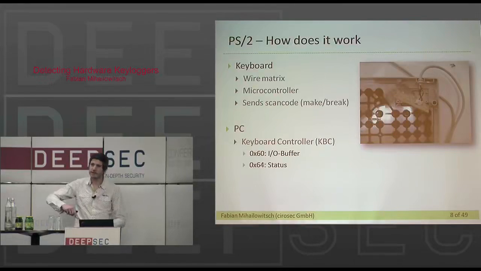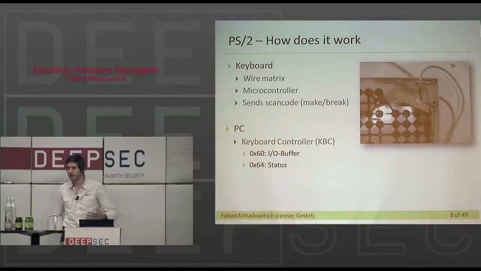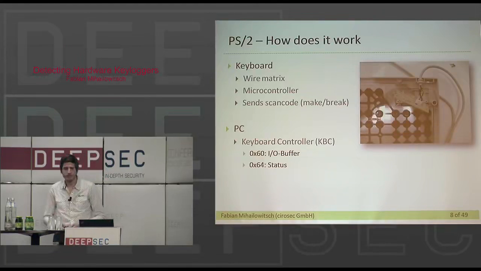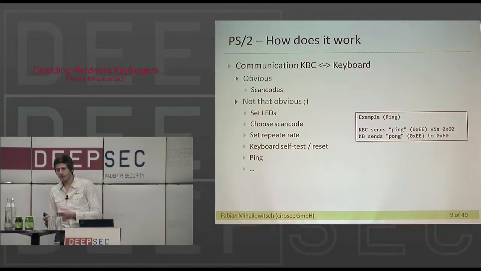Once you press the key, it sends a make code. Once you release the key, it sends a break code, which basically is the same as the make code, but just the first bit is switched. On the PC side, you have a keyboard controller that receives all the keystrokes and can be accessed via port 60 in order to retrieve the data, and port 64, which basically is a status port. The obvious communication, of course, is the keyboard sends scan codes to the KBC, sure.